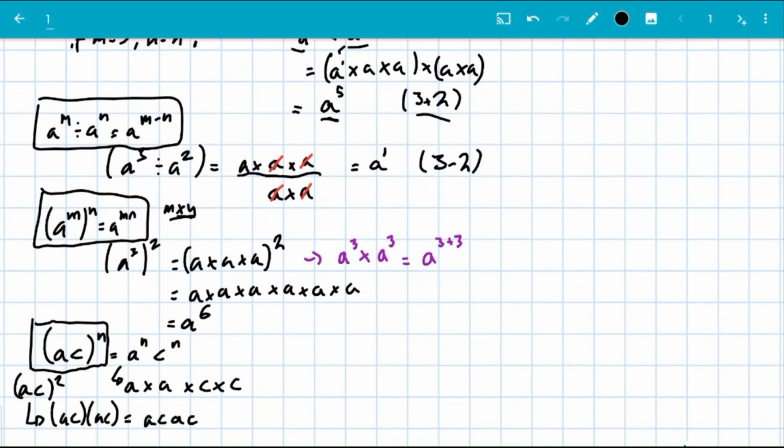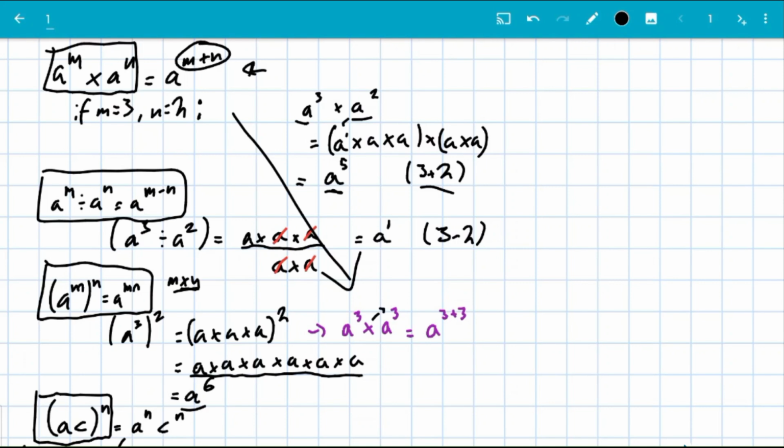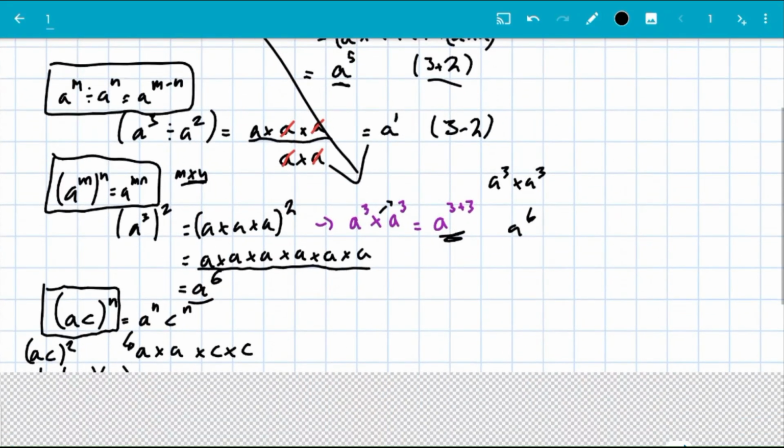And again, you can prove this by writing it all out. We can see a to the power of 3 to the power of 2 is the same as a times a times a to the power of 2. And if we spend a while writing it out, which I did, we have a times a times a times a times a times a, or a to the power of 6. And again, we can link back to the first rule here and see that we could also show this as a to the power of 3 times a to the power of 3. And we know a to the power of 3 times a to the power of 3 is equal to a to the power of 3 plus 3, or a to the power of 6, which we know is right.